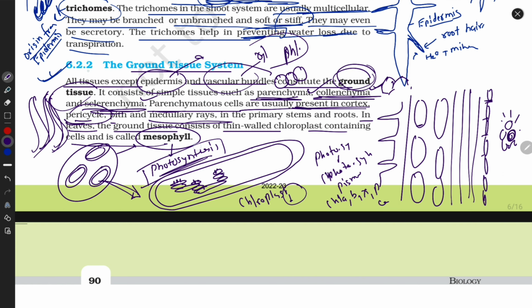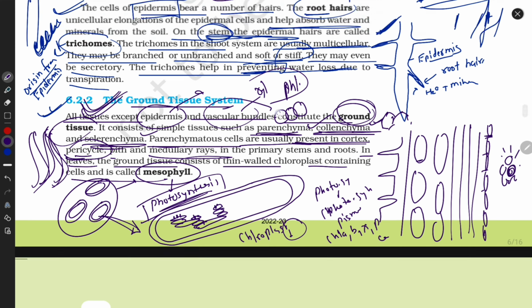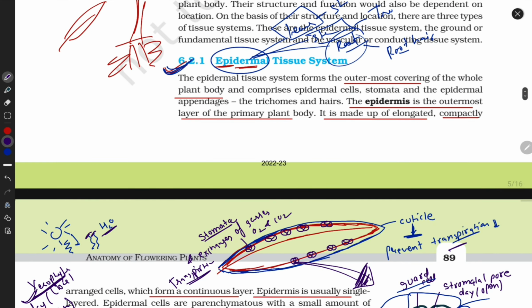So guys, that's it. Your ground tissue is complete. We discussed the ground tissue system, and we discussed the plant epidermal system. So guys, that's all for now.